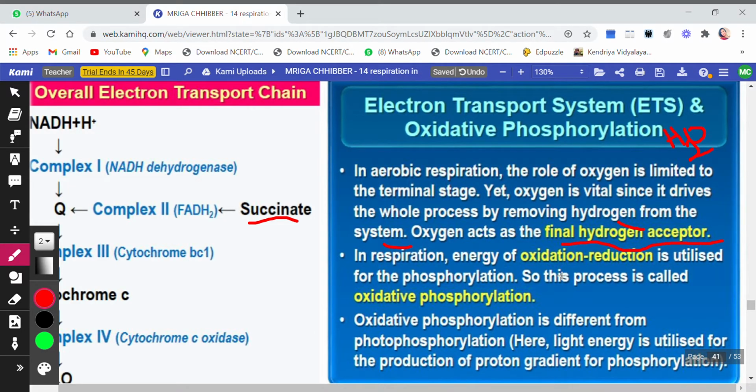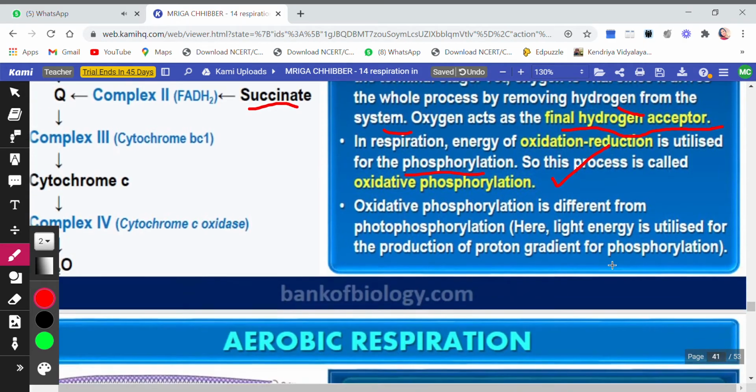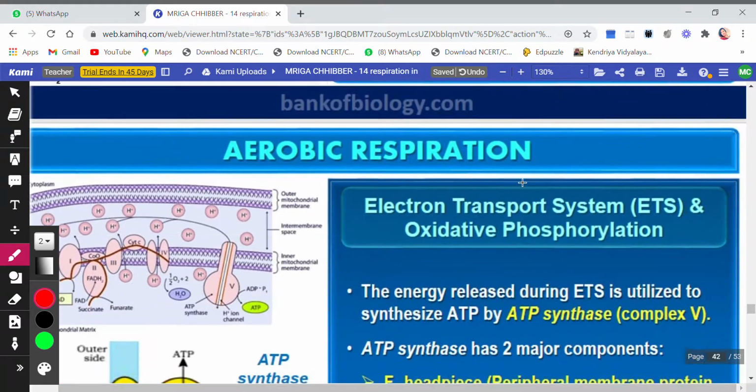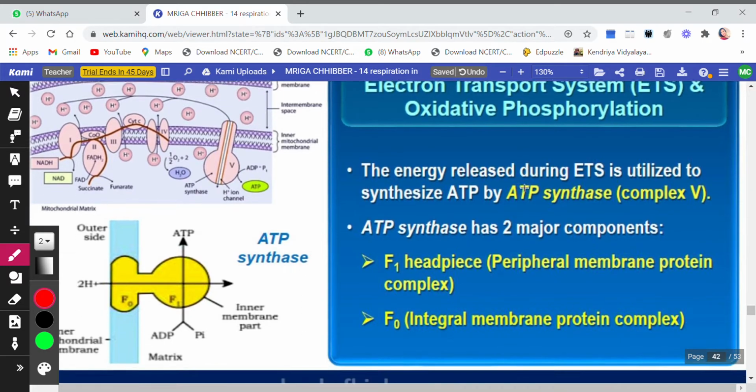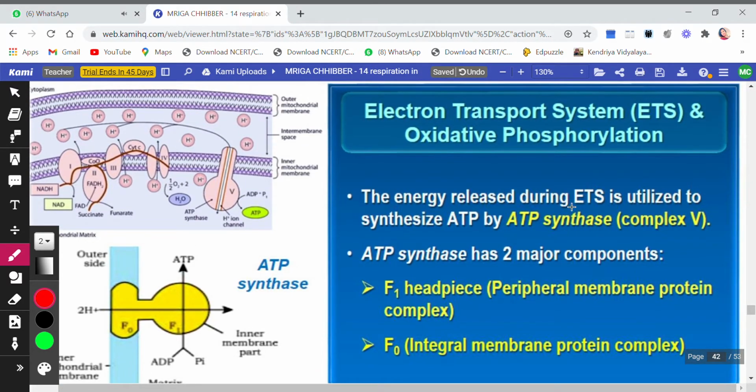In respiration, the energy of oxidation-reduction is utilized for phosphorylation, so the process is also called oxidative phosphorylation. Oxidative phosphorylation is different from photophosphorylation. Photo means light. Here, light energy is utilized for production of a proton gradient, which we have studied in photosynthesis. And oxidative phosphorylation is just the energy produced by oxidation and reduction. So the energy released during ETS is utilized to synthesize ATP by ATP synthase.